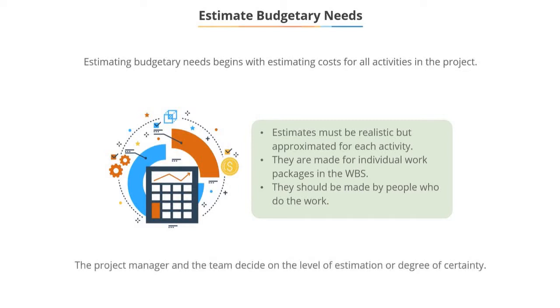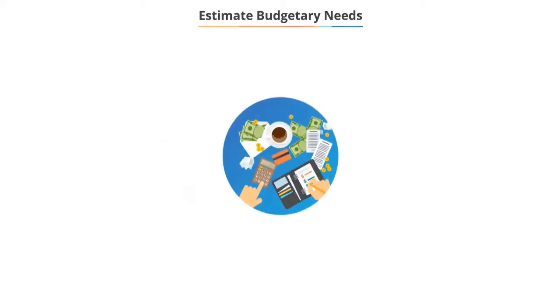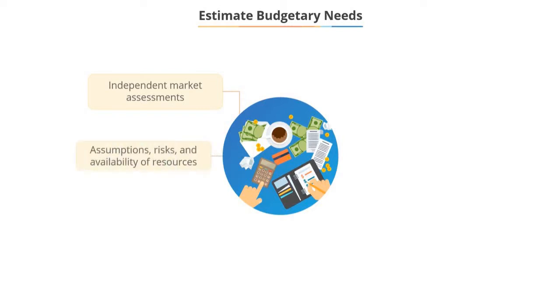The project manager and the team decide on the level of estimation or degree of certainty. The project manager and the team can make independent assessments from the market or can use published industry rates, if any. The assumptions, risks, and resource availability are to be considered while arriving at an estimate. All possible cost-effective alternatives should be explored before arriving at decisions. Most important one is deciding which estimation technique should be used.